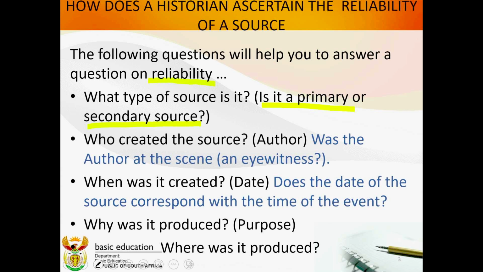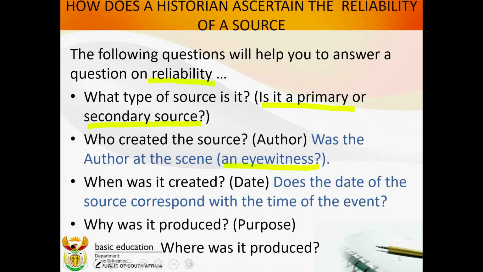Who created the source? Was the author at the scene? Is the author an eyewitness? Meaning this particular person was there. If, for example, we talk about the TRC, we talk about Bishop Desmond Tutu. When Bishop Desmond Tutu will say in this extract that the TRC was a success because many truths were told during the TRC amnesty testimonies.